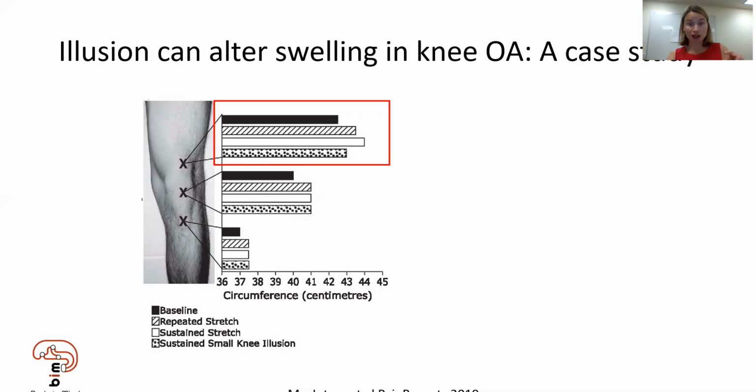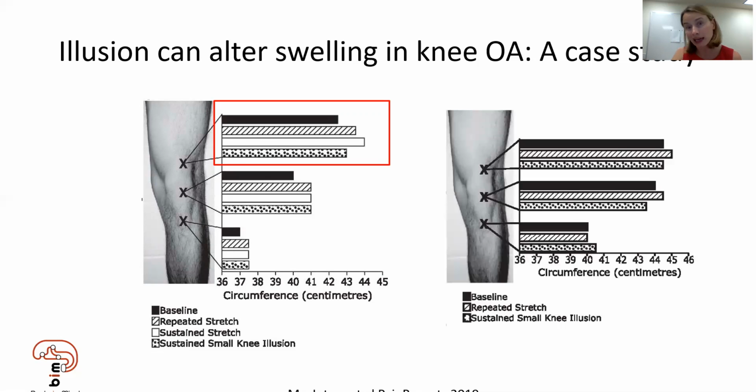Then we did the stretch illusion and sustained it. So we just had him look at his knee in that stretched out state, and the swelling increased even more. And then I really didn't want to send him home with a really swollen knee. So I tried another illusion where I made his entire limb look very small. And when we sustained that and he viewed it, it did reduce his swelling. Now, I needed to be sure of this, so I asked him if he minded coming back again so we could see if we could replicate this, and we could.